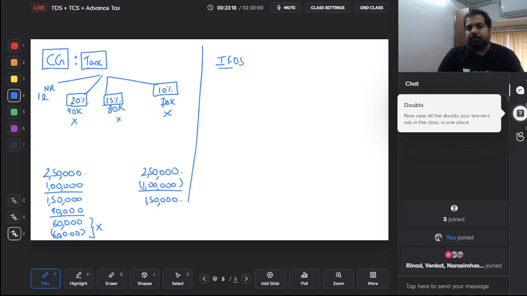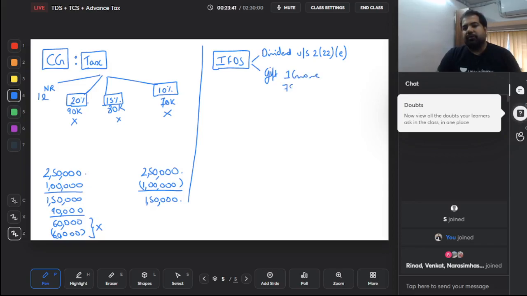IFOS, remember two things. One is dividend is always taxed here, and remember deemed dividend under section 2(22)(e), where a company is giving a loan to a beneficial interest holder. That is very important. And remember here, gift taxation. If you are getting a 1 crore house for 75 lakh, then remember that benefit of 25 lakh, that is very important. But here there is a recent change, guys.